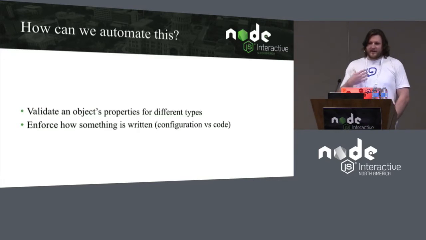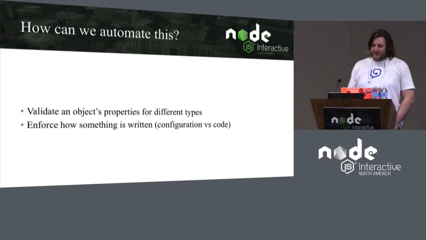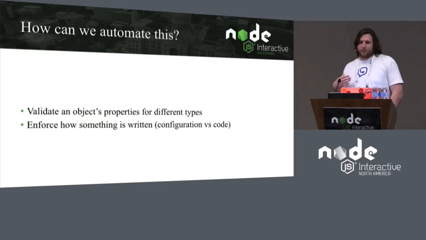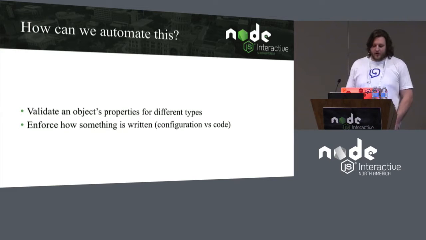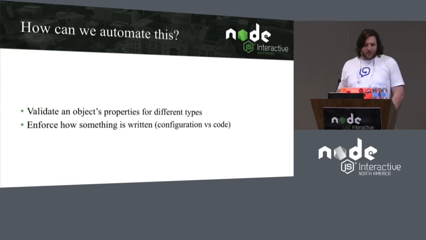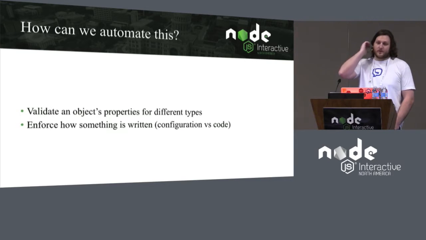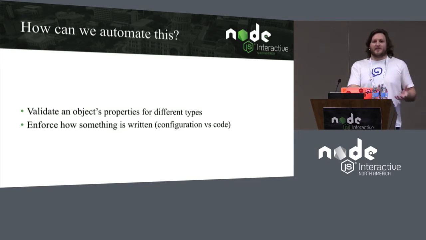That gets really old really fast in my opinion, just writing the same thing over and over again. So at Help, one thing we tried to come up with is how we can automate this and keep all of our developers from having to write this mundane code over and over again. We want to be able to validate an object's properties for different types, different values, things like that. We also want to be able to enforce how something is written. We want to make sure we're not doing something synchronous inside the lifecycle of an HTTP request and that kind of thing.